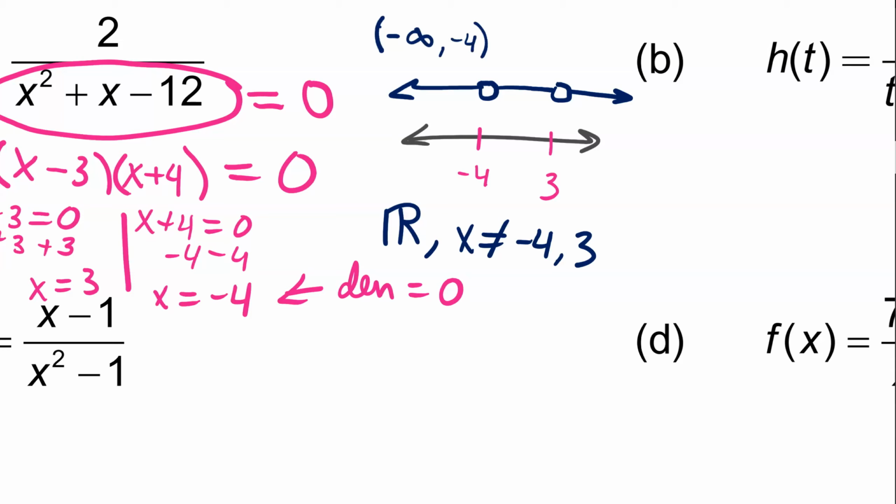Negative infinity to negative 4, and I don't want to include negative 4, so I have a parenthesis. Then I need to include the section between my 2 zeros, right? I have to include this section right here. So how would I write this as an interval? Union, right? Because we're going to join multiple things together. Union. Then negative 4 to 3, and I don't want to include either one of those, so that's why I have parentheses. And lastly, union 3 to infinity.